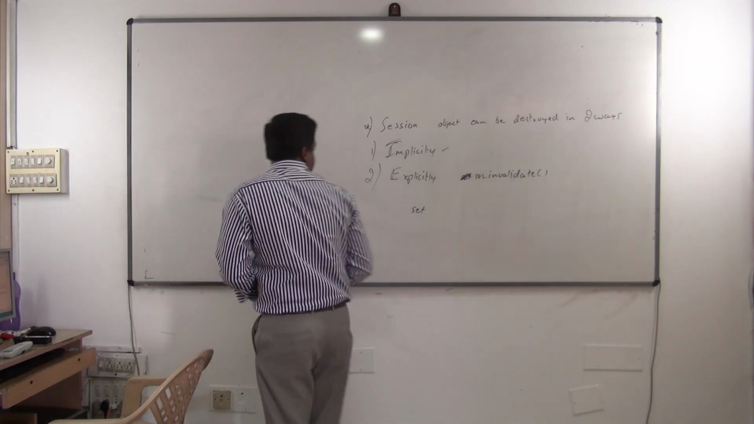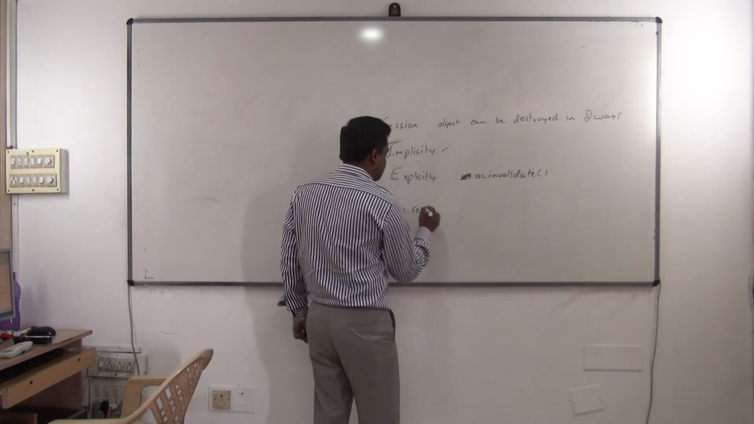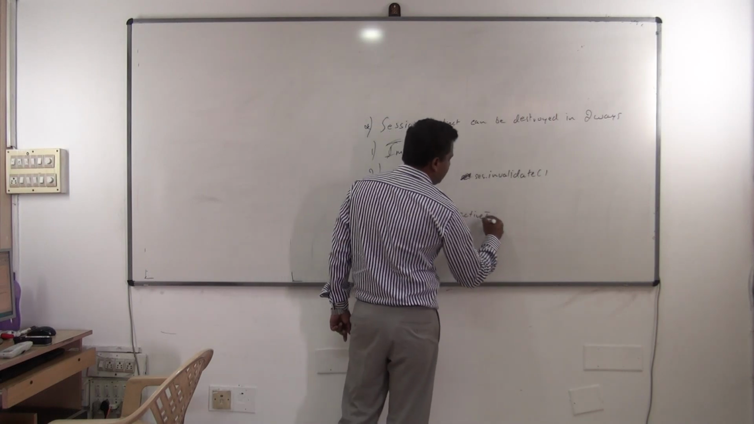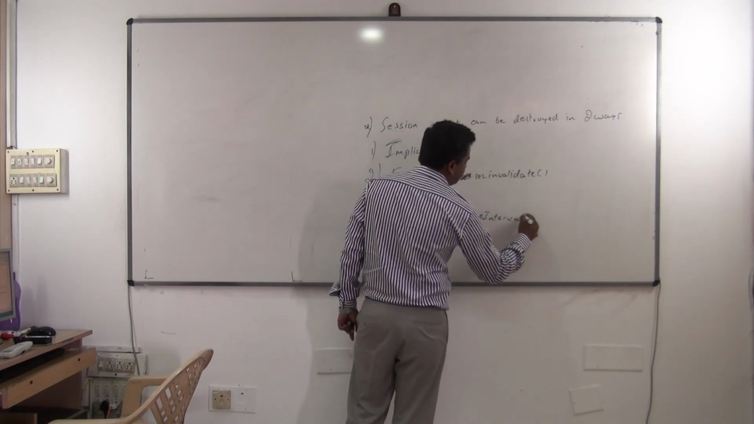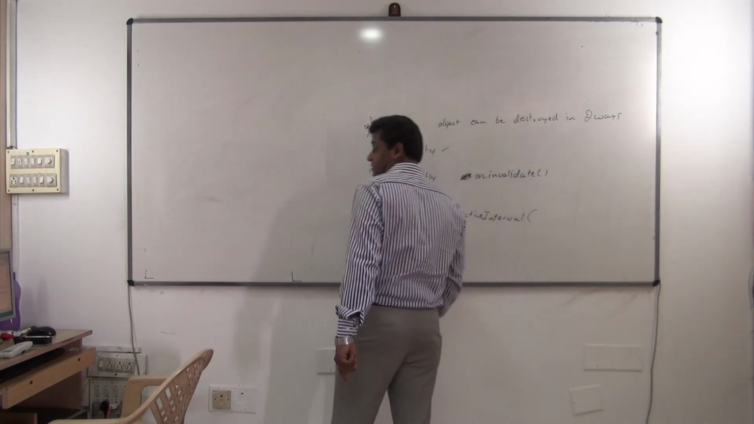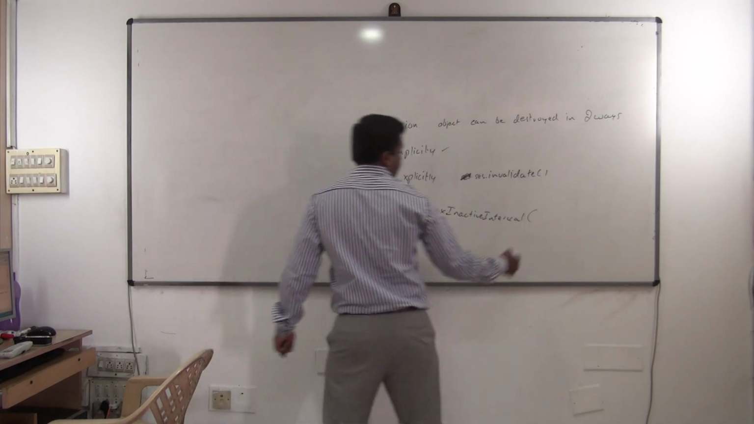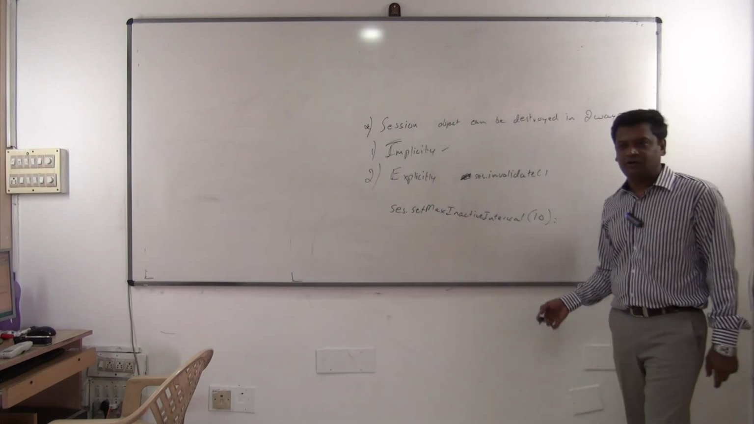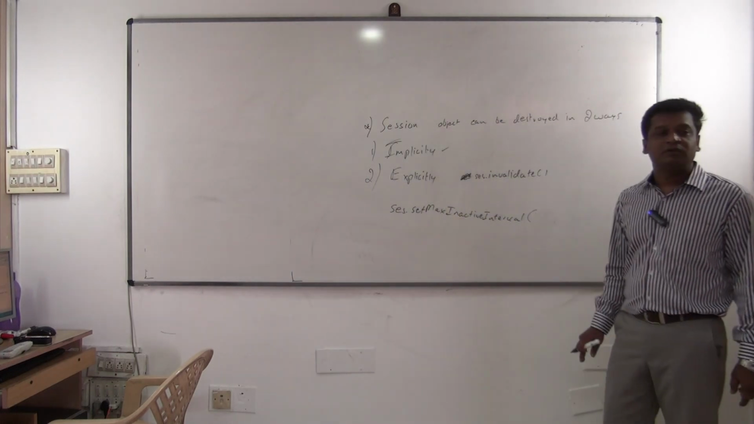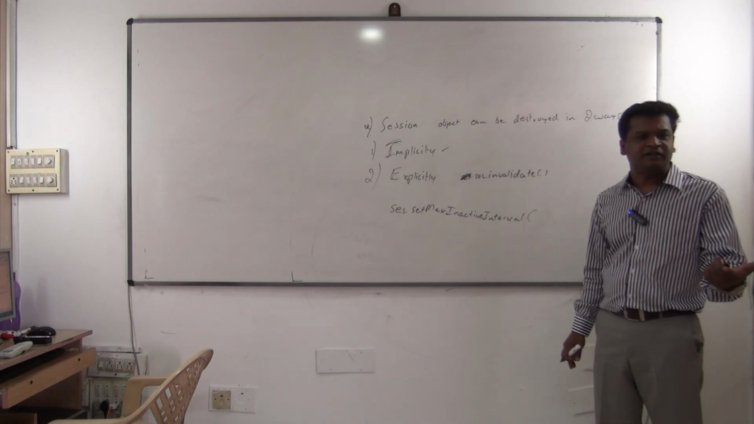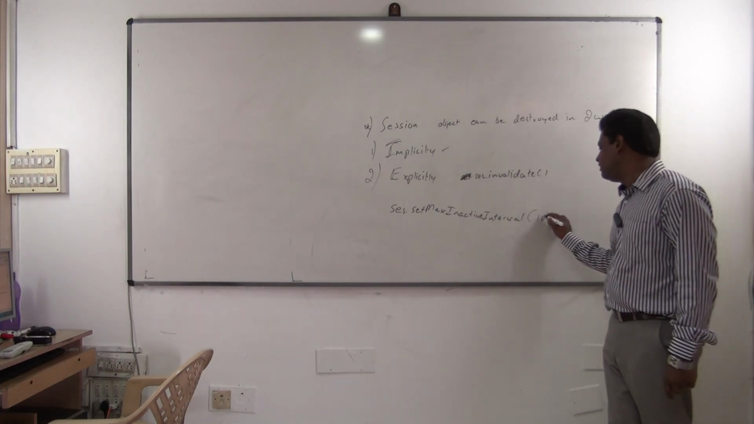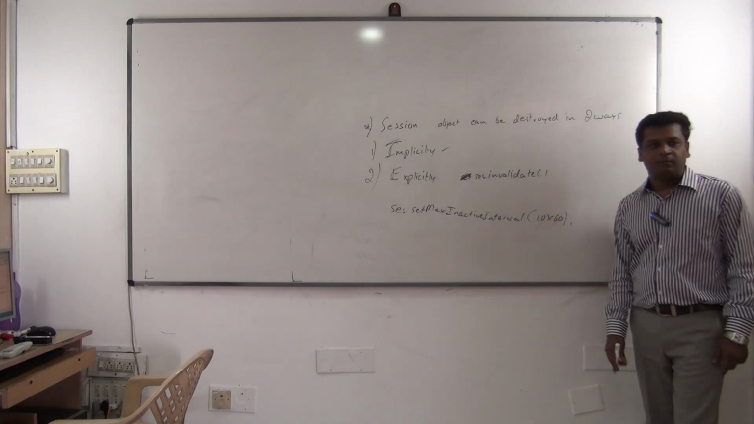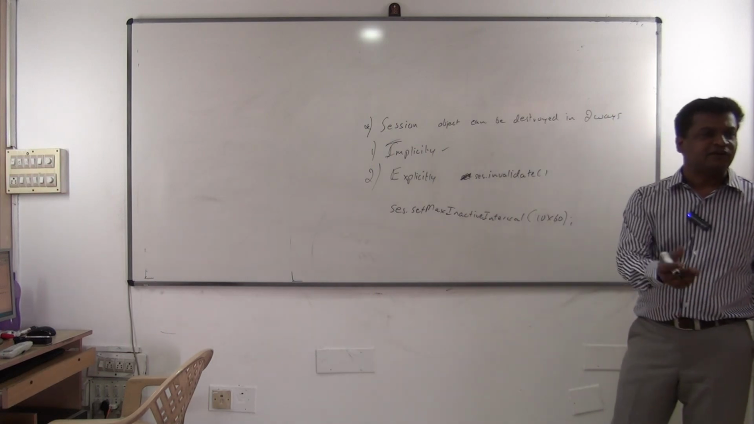Session.setMaxInactiveInterval(). If you call this, what will happen? The value is in seconds, so 10 means 10 seconds; it's up to you. By default it is 1800 seconds, or 30 minutes. If you want to reduce it, you can give 10 into 60, which means 600 seconds. So it will wait for 600 seconds, or 10 minutes.